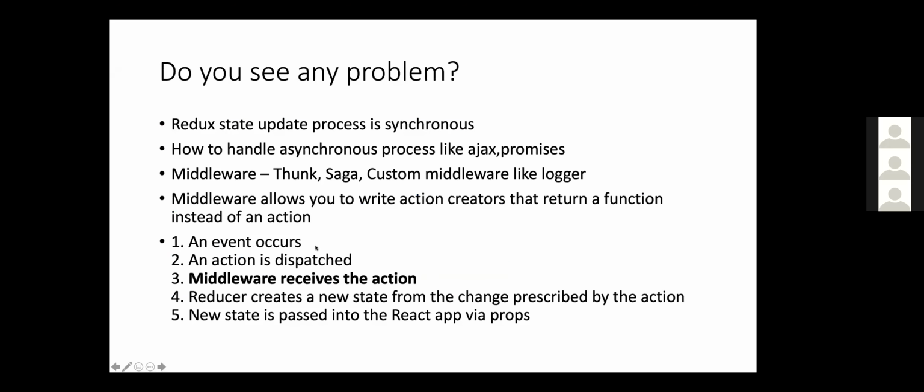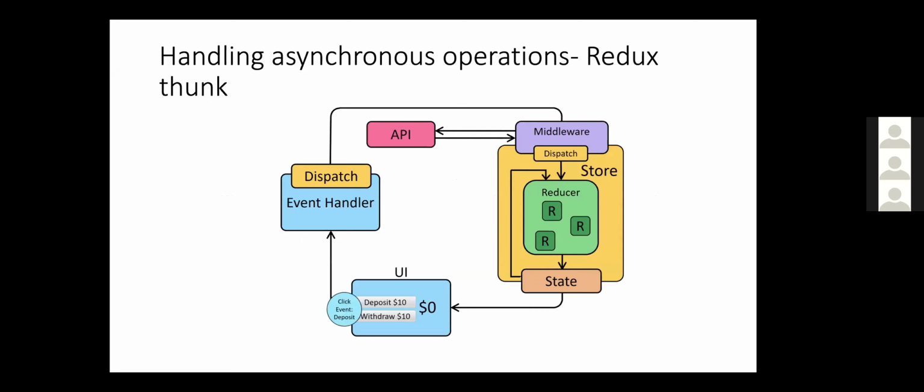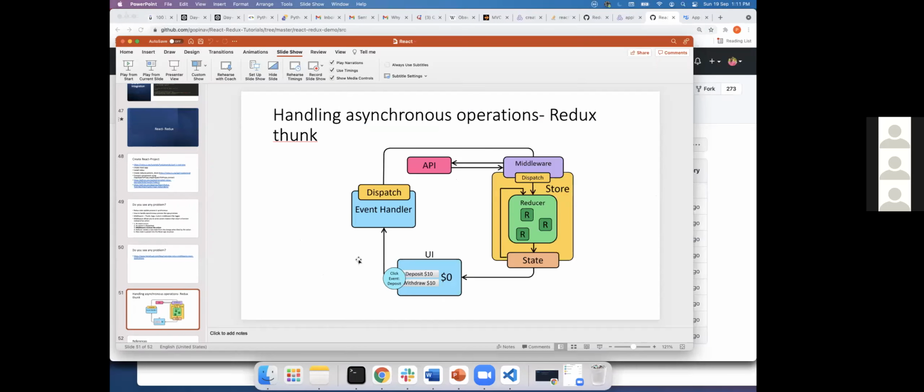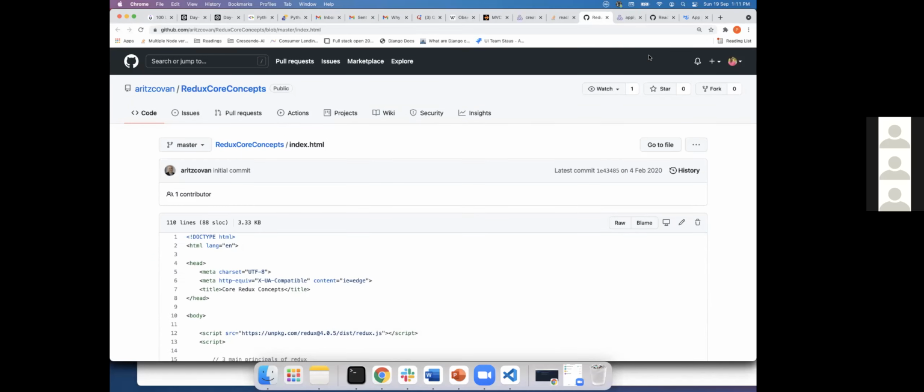So this is what I said. Do you see any problem? How to handle asynchronous, where the middleware receives an action and all that. There are two common middleware we use. One is Thunk, another one is Saga. But Saga I never used it. I don't know what Saga is. It does the same thing. So this is the overall idea about Redux and Thunk and store and all that.